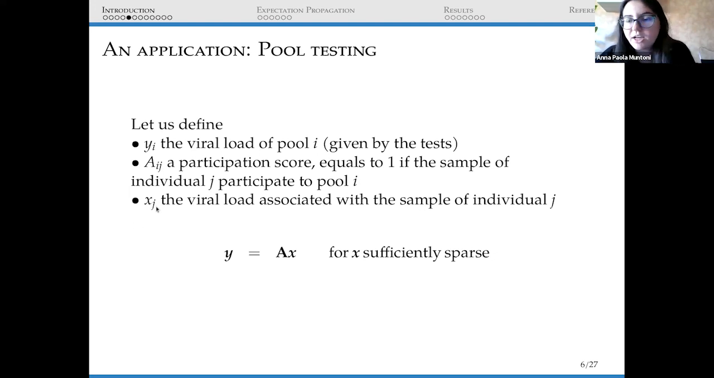And this xj is actually what we want to know: whether the viral load of each individual is larger than a certain threshold, so whether individual j is negative or positive. This is a really recent application of a compressed sensing problem that is kind of popular these days because of COVID-19 spreading.